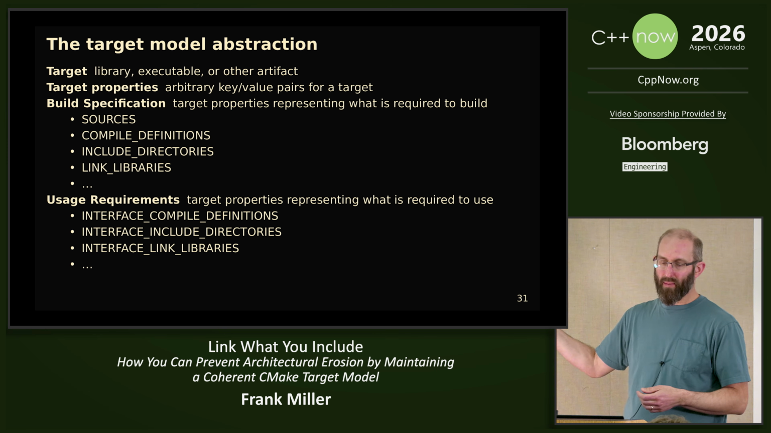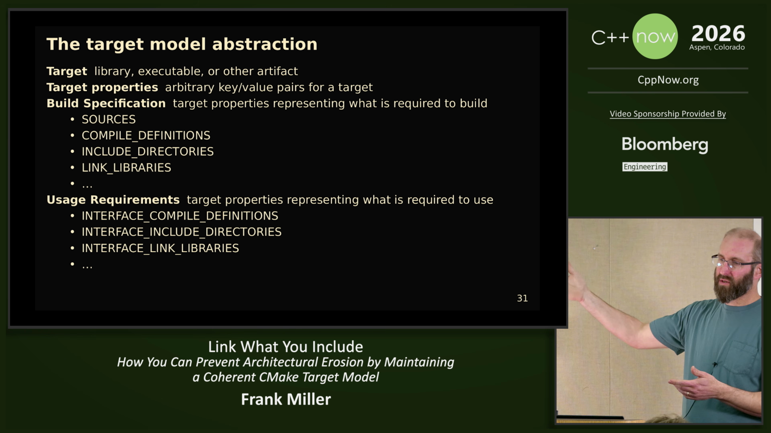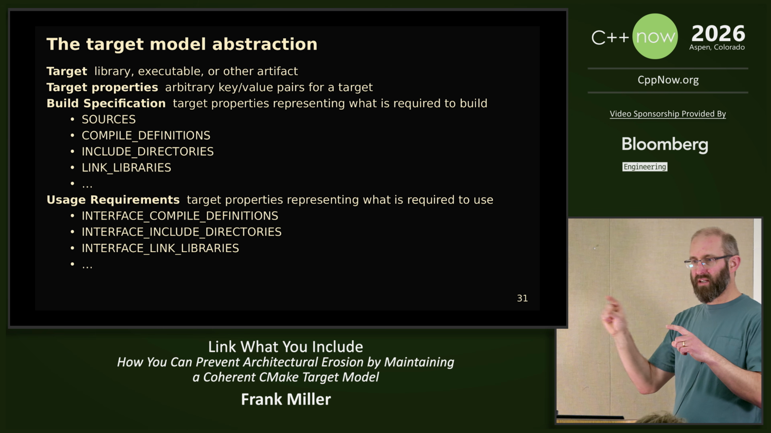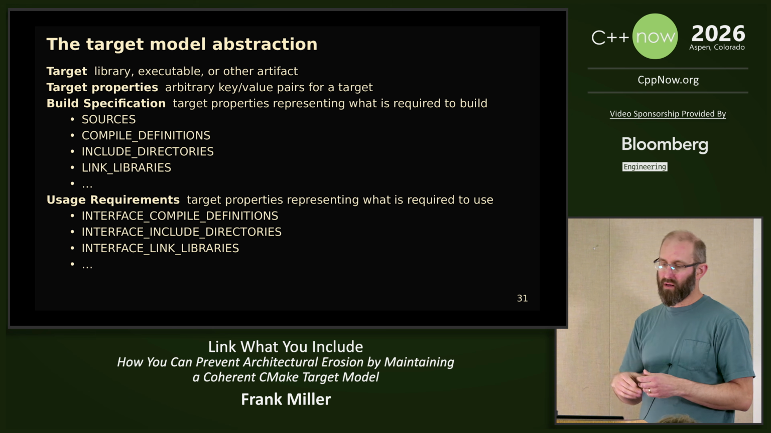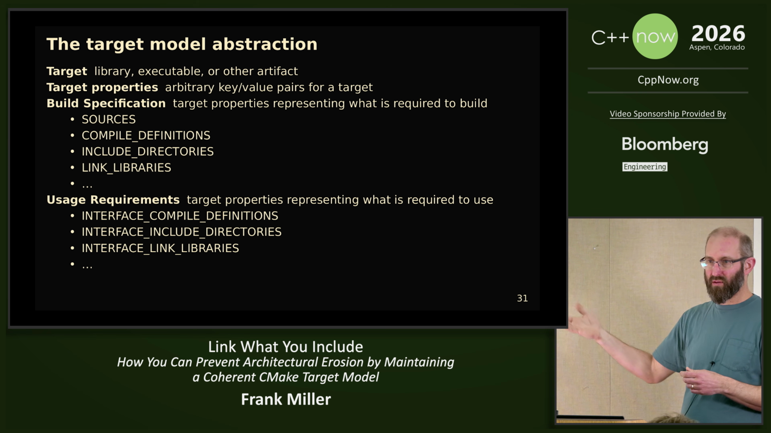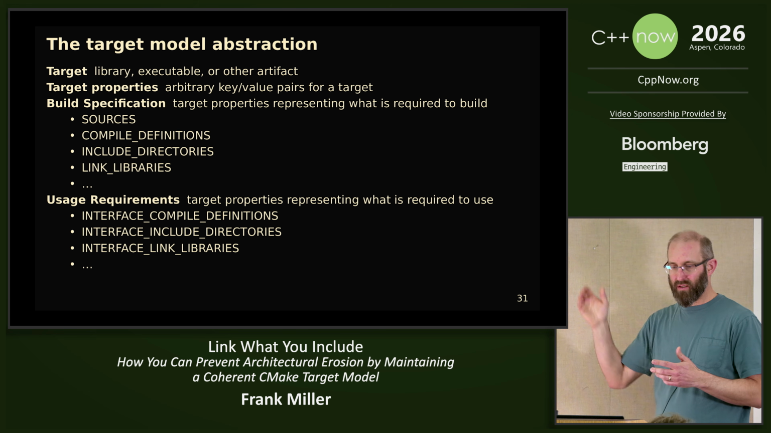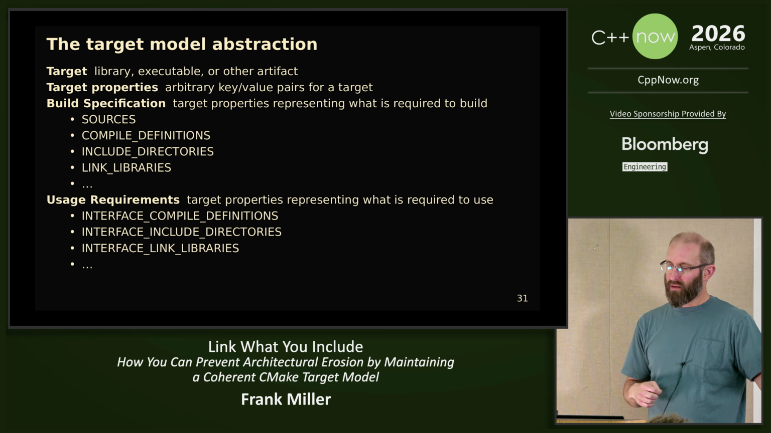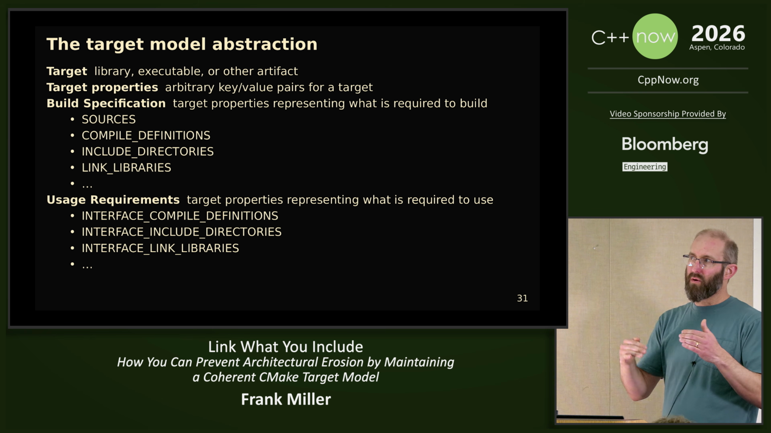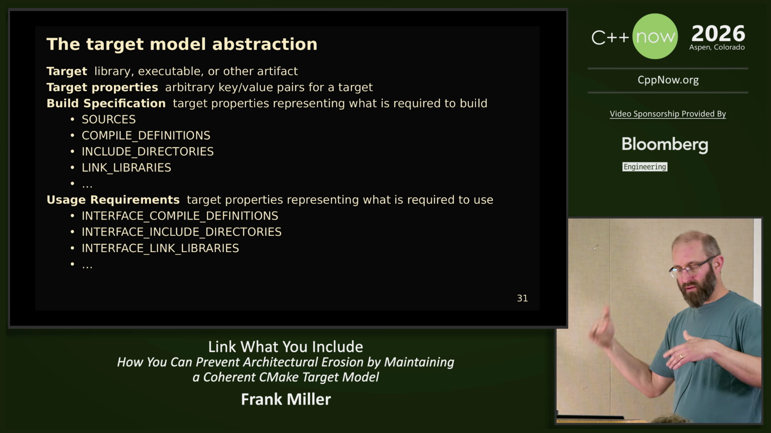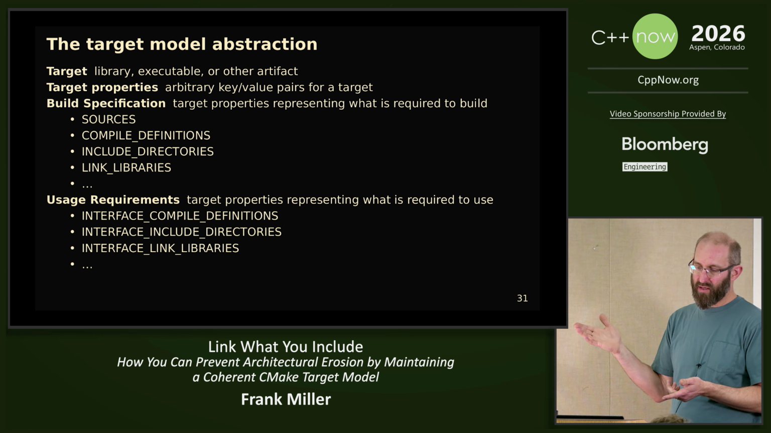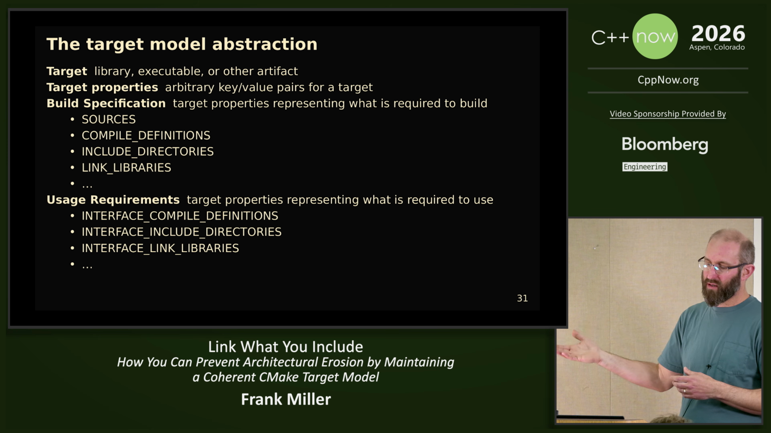So example properties are sources. For build specification, these are the things that you need to compile: the compile definitions, the -D flags to give to the preprocessor, the directories that we need to search for headers, and the libraries that we need to link to. That's all the stuff that we need to build. But when we're using it, there are going to be similar things too. Like in order to include headers to use this library, you might need to have certain definitions for the preprocessor. So that's the interface compile definitions. And similarly for link: interface include directories and interface link libraries.